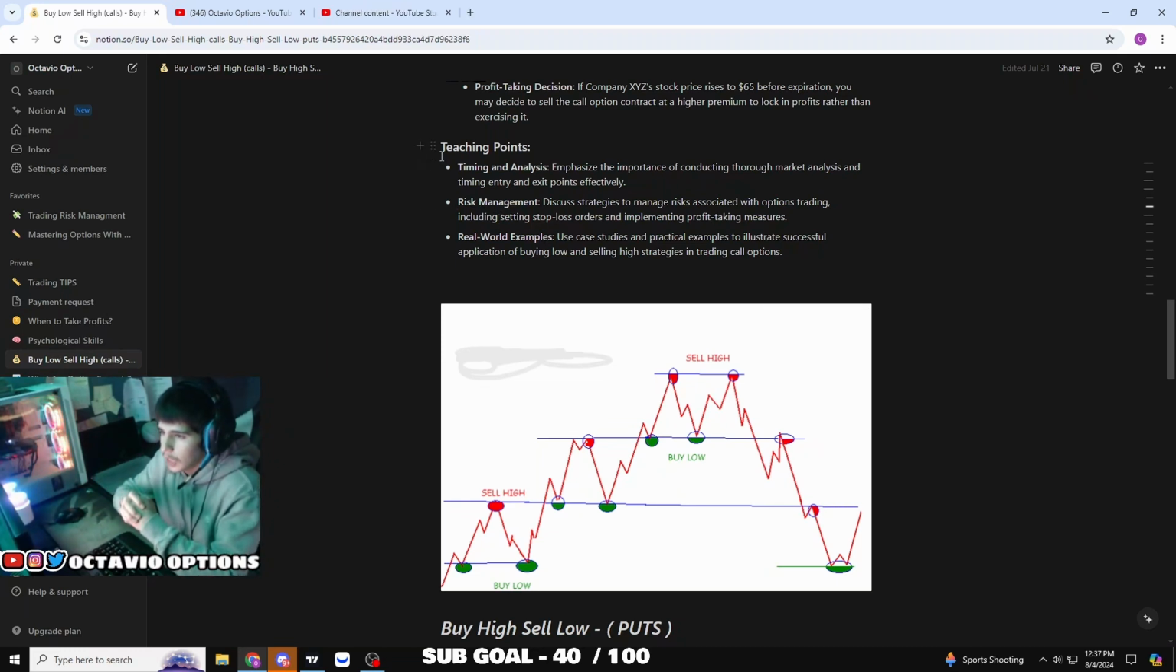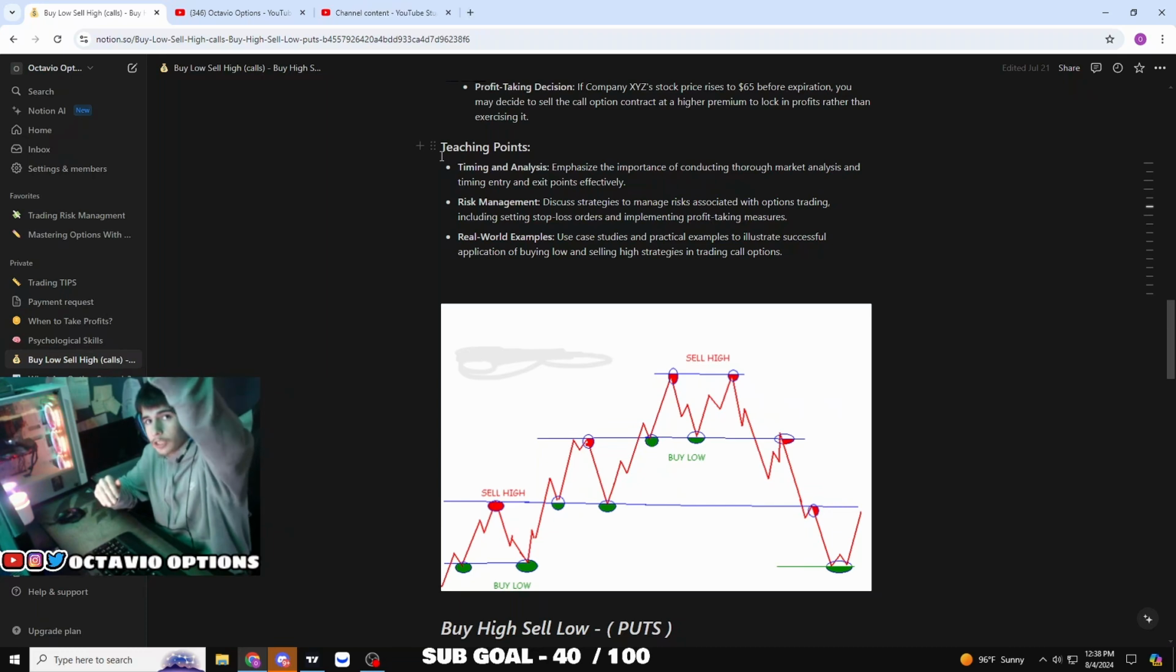And then technical points: timing and analysis, emphasizing the importance of conducting thorough market analysis and timing entry and exit points effectively. You gotta set your entry and your exit, a start and a finish line. You know what I'm saying? You start the race here and you finish the line up here. But you have to make sure you finish. That's taking profit. Risk management: discuss trading strategies to manage risk associated with option trading, including setting stop loss orders and implementing profit taking measures. That's setting a stop loss, like 1 to 2. You know what I'm saying?